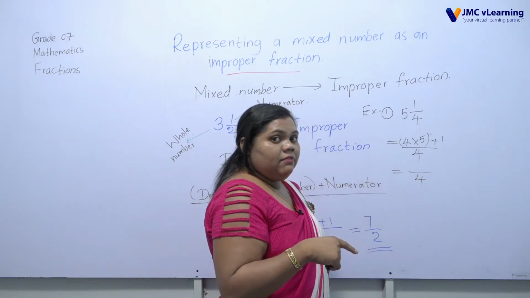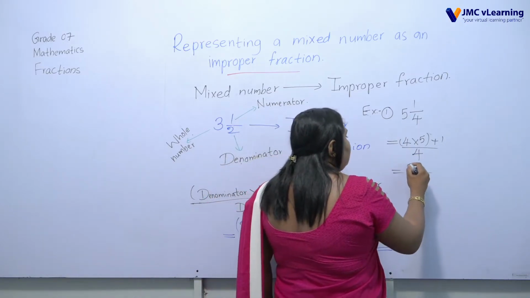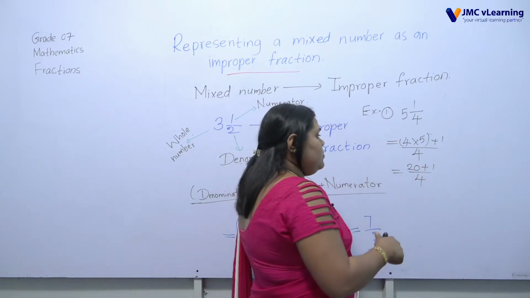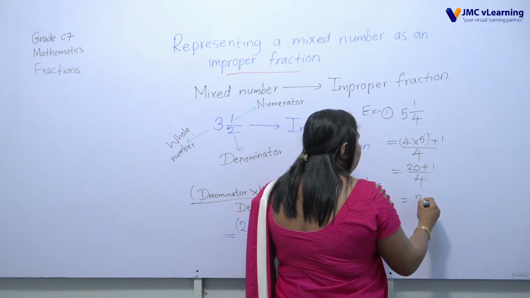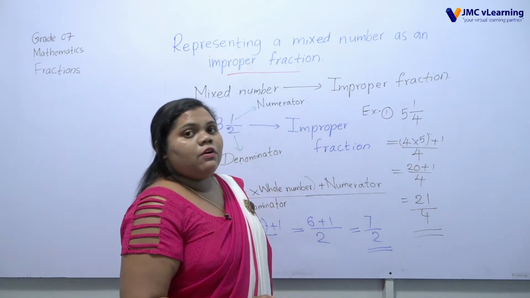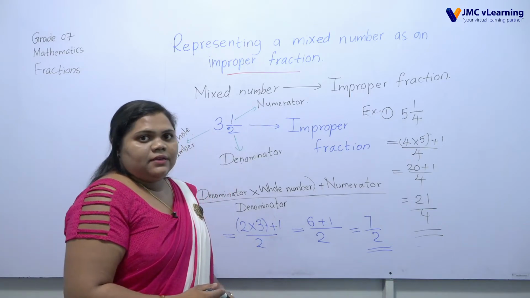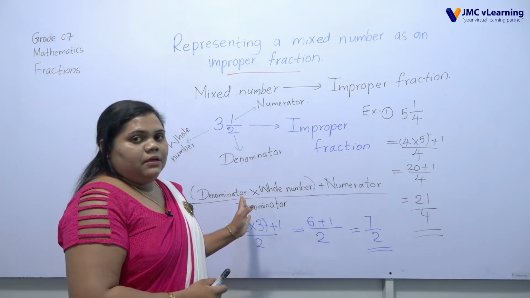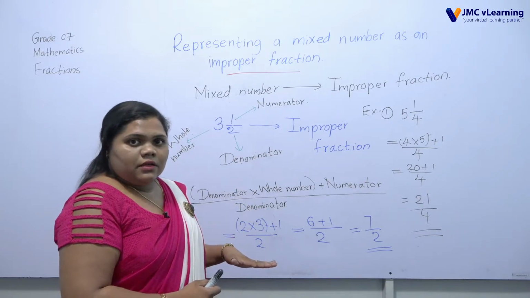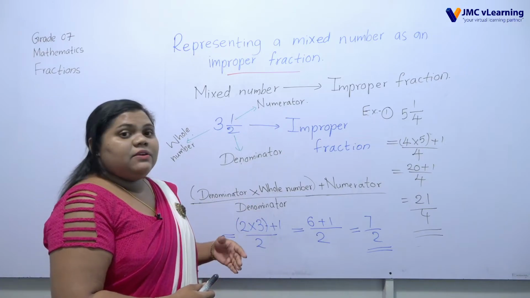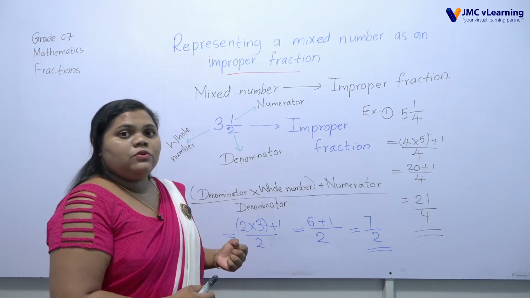Now what's the denominator? 4 times 5, 20. Okay, 20 plus 1. After that you want to add 1 to that 20. So 20 plus 1, 21. What is the answer then? 21 out of 4. Are you clear? Okay, I think now we are very clear about this mixed number and the improper one. Okay, now I will give some sums to solve.